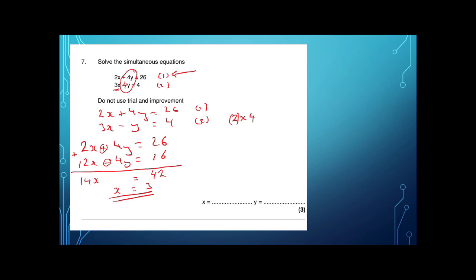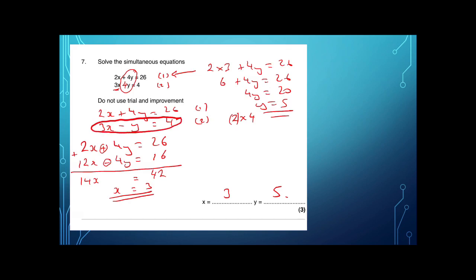So we get 2 times 3 add 4y is equal to 26. So that's 6 add 4y equals 26. Subtract 6 from both sides, and that gives me y is equal to 5. So I think x is equal to 3, y is equal to 5, and we can check that back into this original equation here. So 3 times 3 minus 5, 9 minus 5 does equal 4, so now I've got it correct.